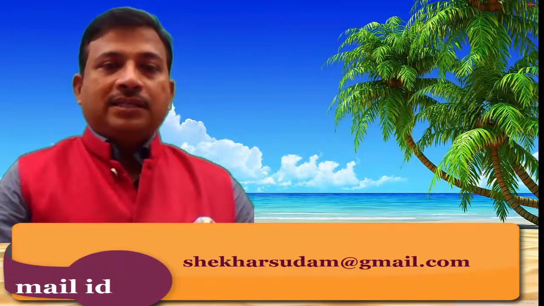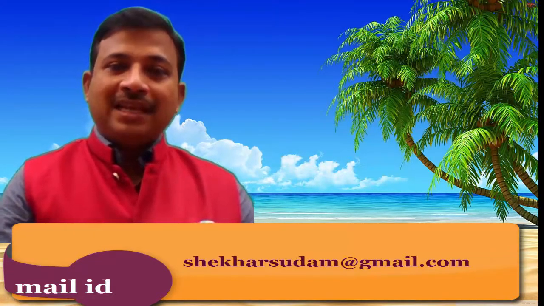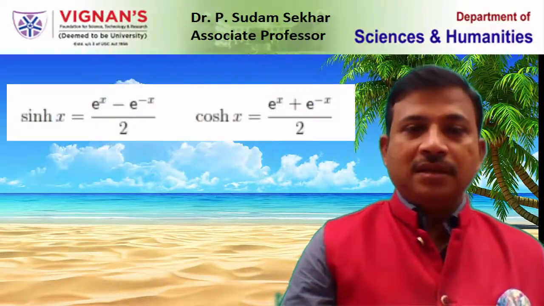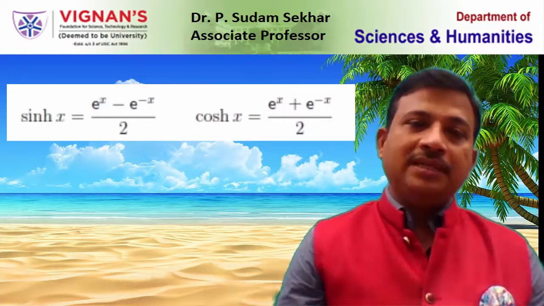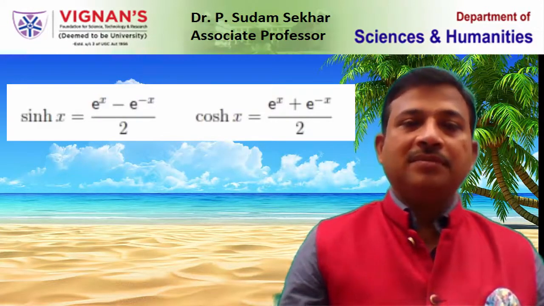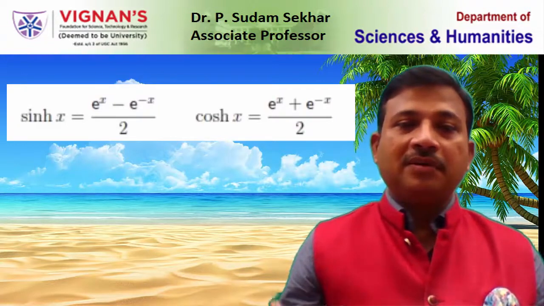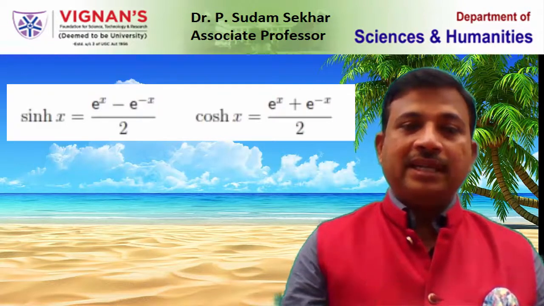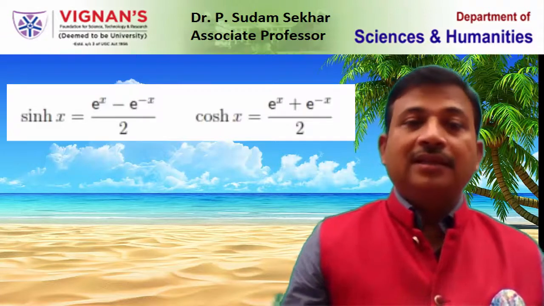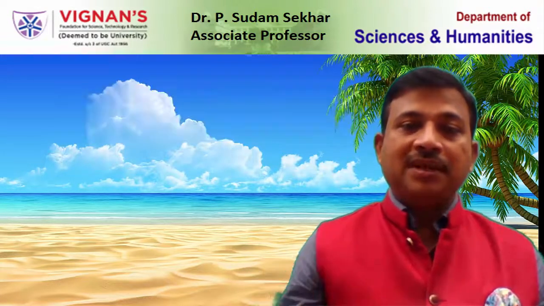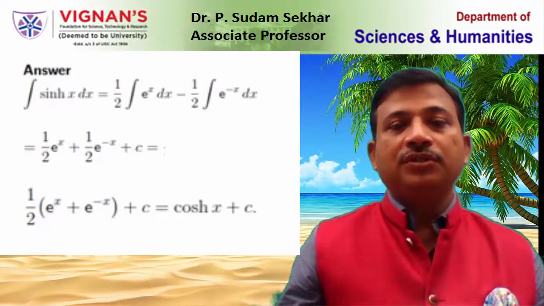Another thing is the hyperbolic sine and cosine function, sine hyperbolic x and cos hyperbolic x. So sine hyperbolic x can be written as e to the power x minus e to the power minus x divided by 2. Cos hyperbolic x equals e to the power x plus e to the power minus x divided by 2. Now if you want to integrate sine hyperbolic x dx, then integration of e to the power x minus e to the power minus x divided by 2 into dx.